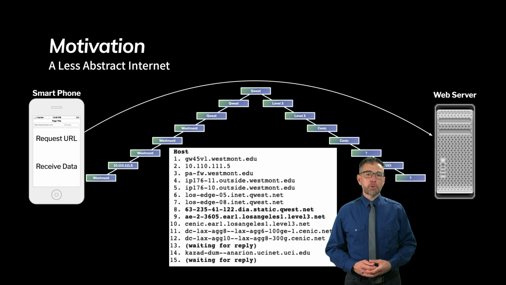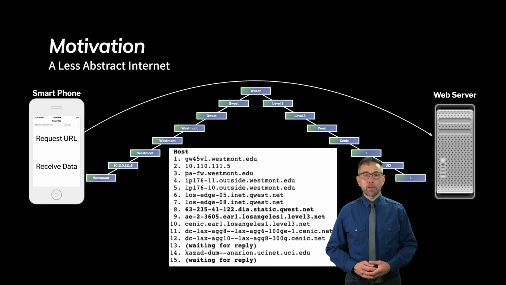Well, 1, 2, 3, 4, and 5, the first 5 computers that were contacted, all belong to the Westmont campus. And you can see that the second one, at least, uses an IP address of 10.110.111.5. You may recognize that as being a private IP address, reserved for organizational domains that's not visible to the greater internet. So this step number 2 existed behind an organizational firewall.